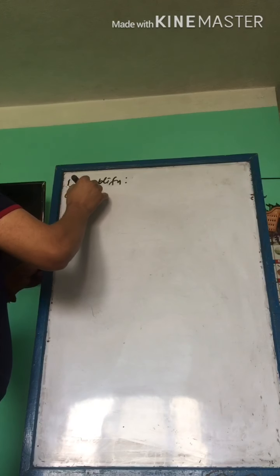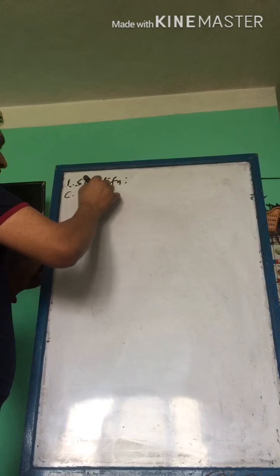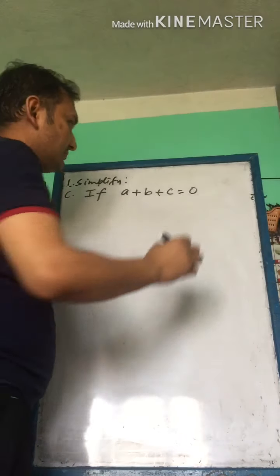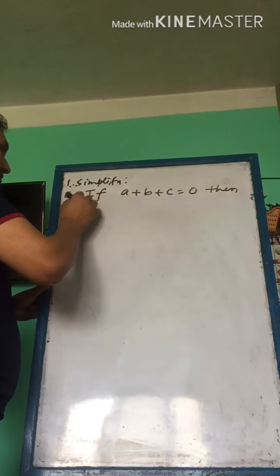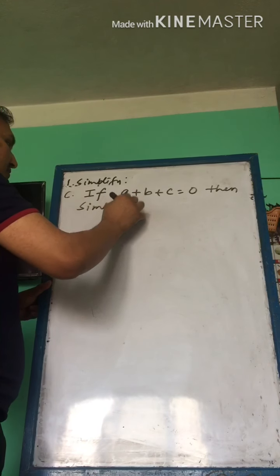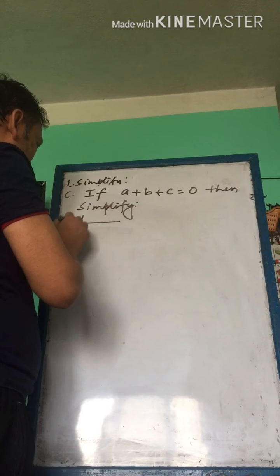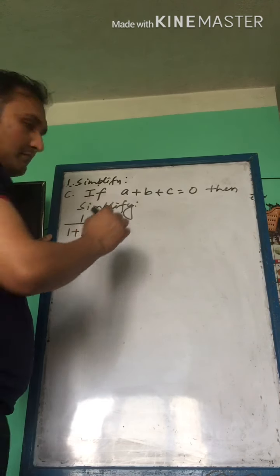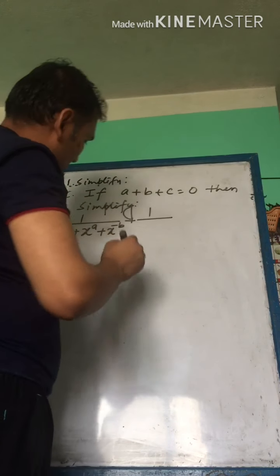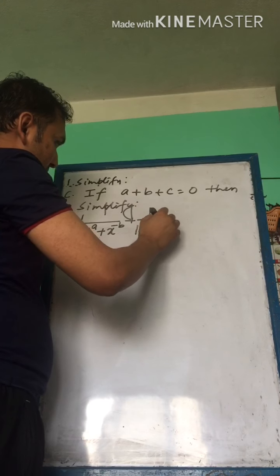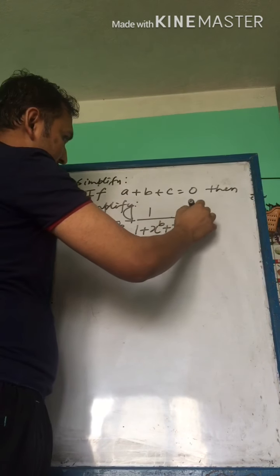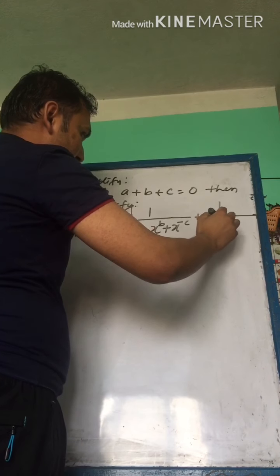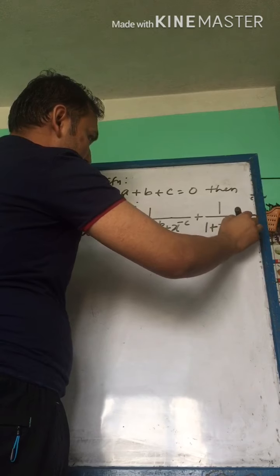Here the condition will be given next. If a plus b plus c equals 0, then simplify: 1 upon 1 plus x to the power a plus x to the power minus b, plus 1 upon 1 plus x to the power b plus x to the power minus c, plus 1 upon, can you guess what will be the next term over here? 1 plus x to the power c plus x to the power minus a.